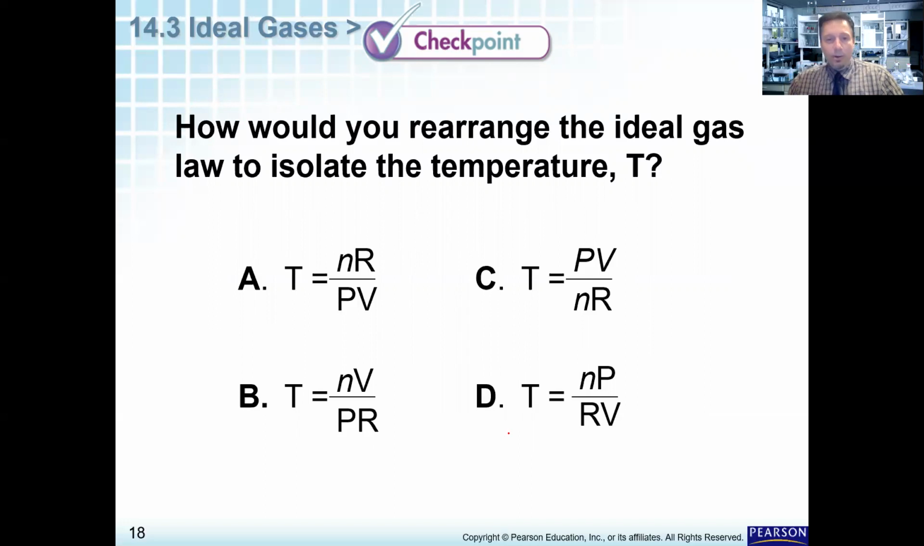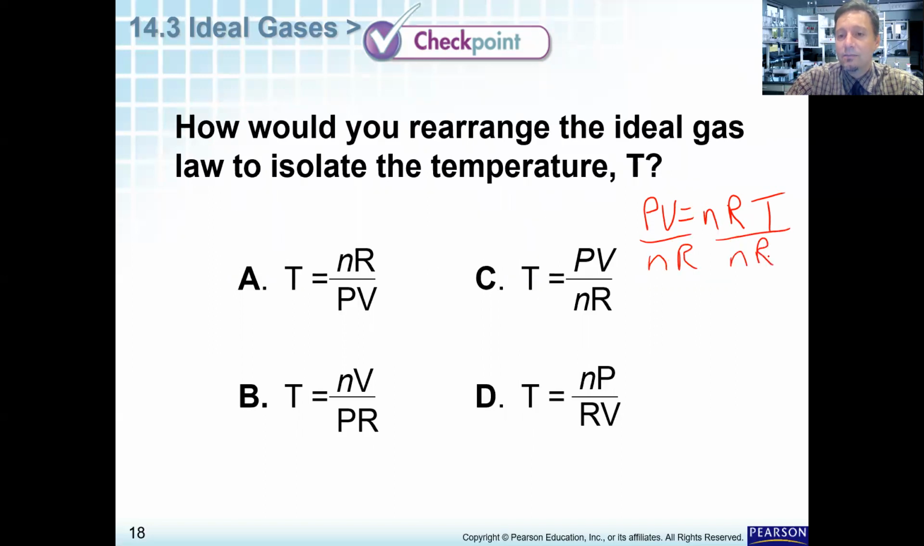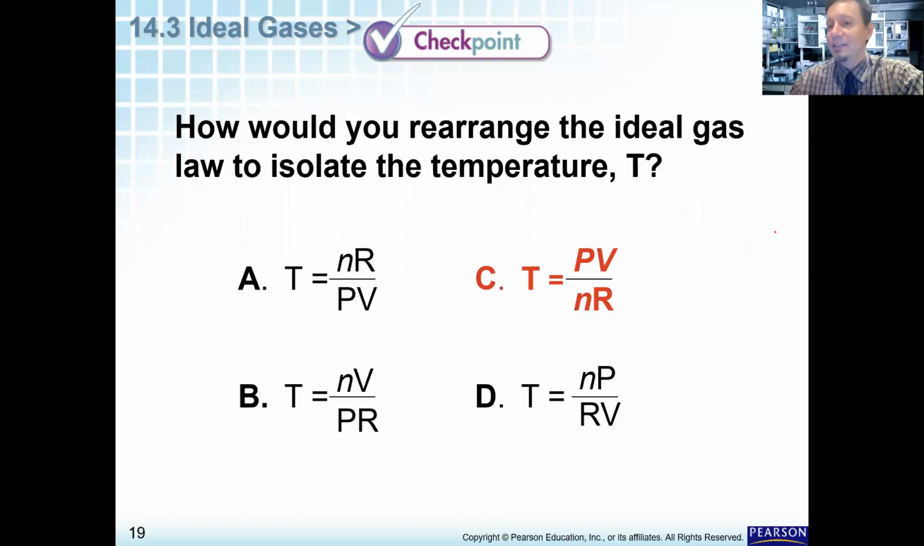So here's a checkpoint. Take a moment and look at this and see if you can figure this one out. It says, how would you rearrange the ideal gas law to isolate temperature? So anytime, always start by writing your formula down. So you have here PV equals nRT, and you want to isolate temperature. So you would divide by nR, both sides. That cancels off here, and that isolated your temperature. So when you look at this, which one is PV divided by nR? Well, it's C, and sure enough, it is C.